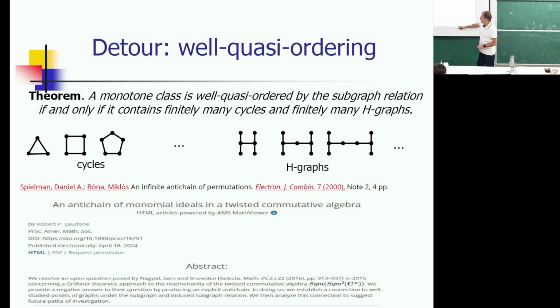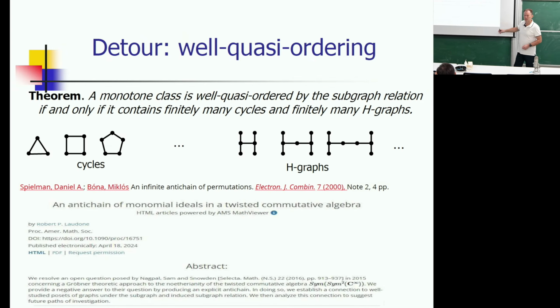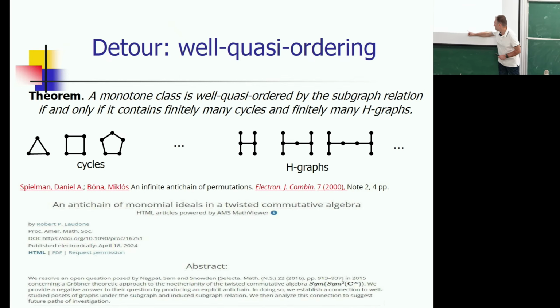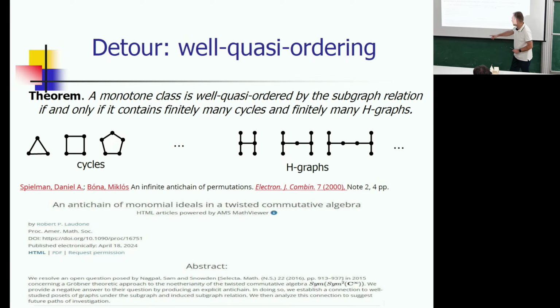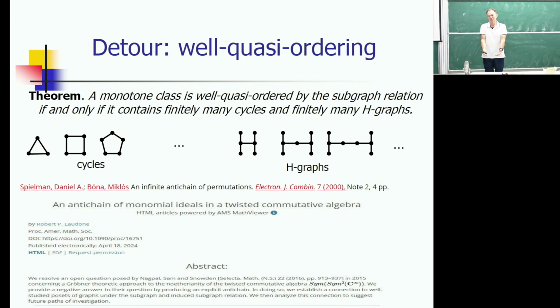And even more recently, just 1 month ago, another interesting paper appeared, on an anti-chain of monomial ideals in a twisted commutative algebra. And the author found an infinite anti-chain. In doing so, he establishes a connection to well-studied posets of graphs under the subgraph and the induced subgraph relation. And if you look at the pictures, you will find the H graphs.